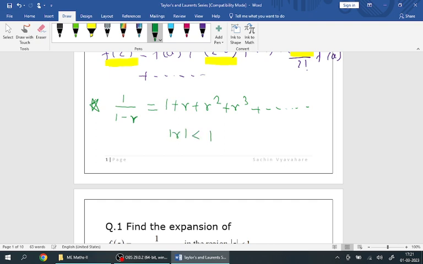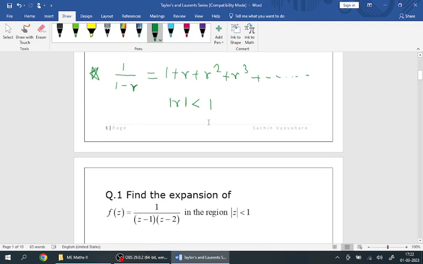This one equation is enough to solve all the examples of Taylor's and Laurent's series. Remember, the region of convergence is important. Always mod r should be less than 1; only then can 1 upon 1 minus r be written as 1 plus r plus r square and so on. If mod r is greater than or equal to 1, 1 upon 1 minus r cannot be represented in series form here. That can't be replaced. So that is the simple equation that you have to remember.